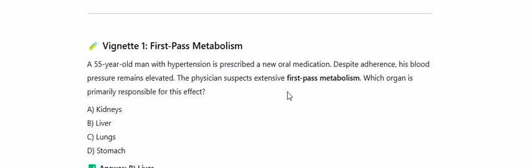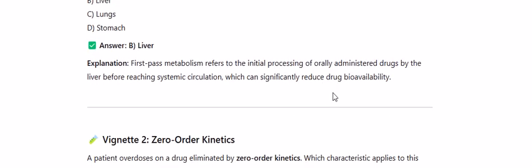Vignette 1. First-pass metabolism. A 55-year-old man with hypertension is prescribed a new oral medication. Despite adherence, his blood pressure remains elevated. The physician suspects extensive first-pass metabolism. Which organ is primarily responsible for this effect? A. Kidneys. B. Liver. C. Lungs. D. Stomach. Answer: liver. Explanation: first-pass metabolism refers to the initial processing of orally administered drugs by the liver before reaching systemic circulation, which can significantly reduce drug bioavailability.